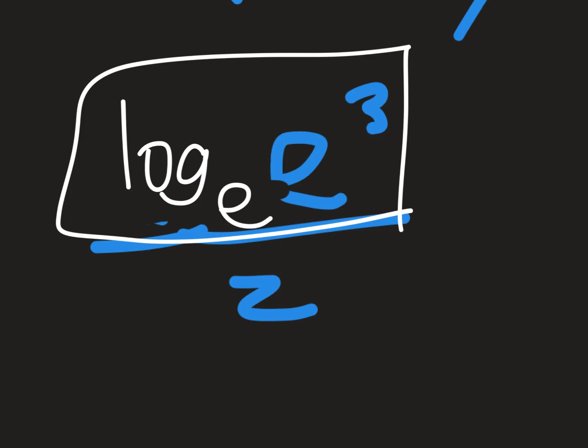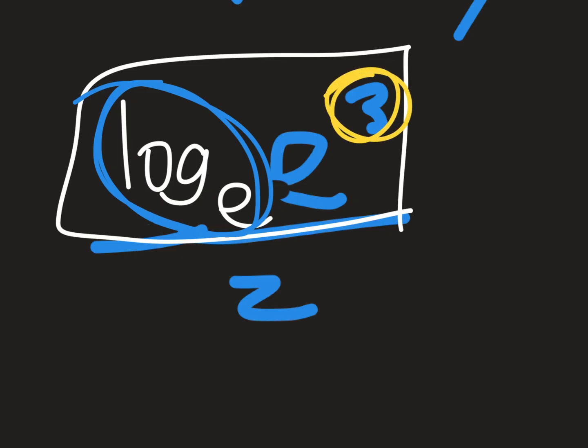Now remember, the original question had an ln right here. And it was so much more confusing. As soon as you write it as a log base e, you see that the bases are the same. And then the whole top just becomes 3. And then the bottom is 2, so 3 over 2. Okay.